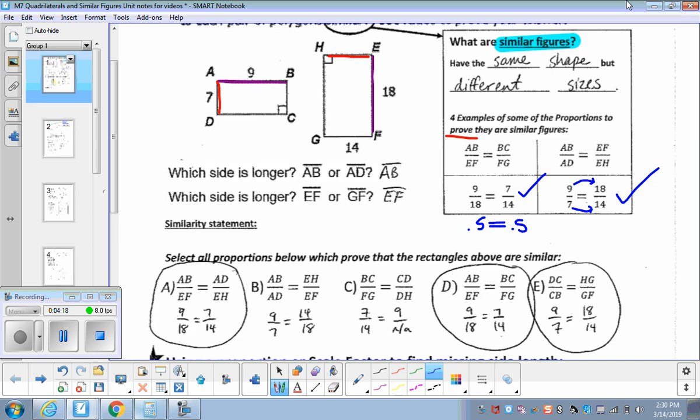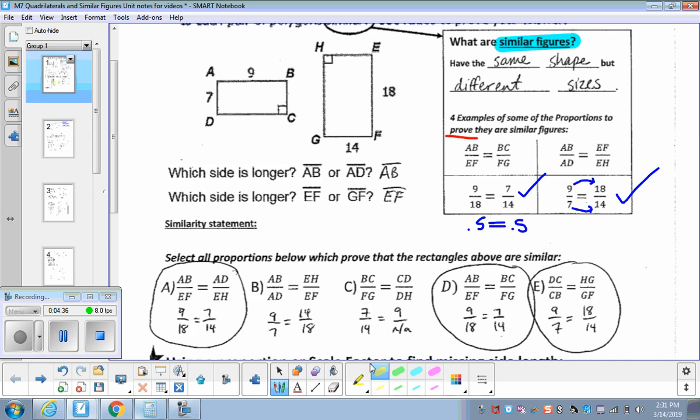So for A, B, C, D, and E, what we're going to do is use the letters to fill it in with the numbers and then verify that the number is in fact a proportion. All right? So I'm going to erase this real quick, and I'm going to bust out my highlighter.